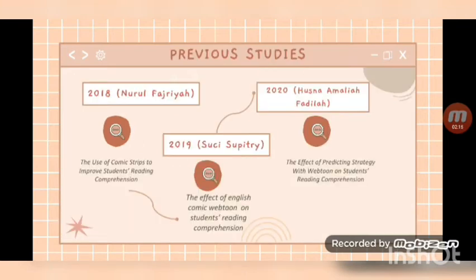and previous studies. So we're going to talk about the previous studies first. The first study comes from Nurul Fajriya in 2018 under the title The Use of Comic Strips to Improve Students' Reading Comprehension. The next study was conducted by Suci Saputri in 2019, The Effect of English Comic Webtoon on Students' Reading Comprehension. And the recent study comes from Hasni Amalia Fadila, The Effect of Predicting Strategy with Webtoon on Students' Reading Comprehension.